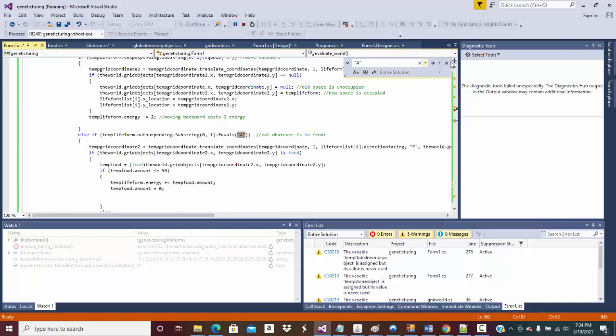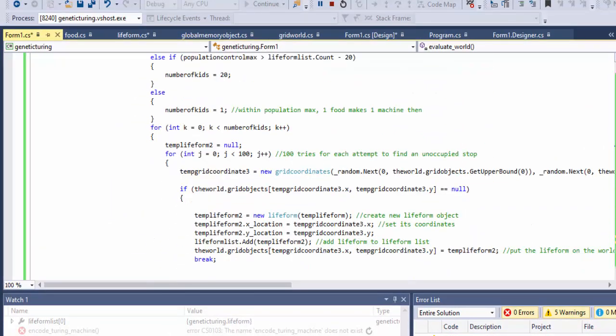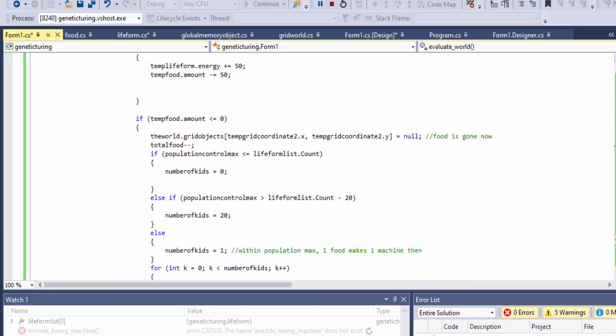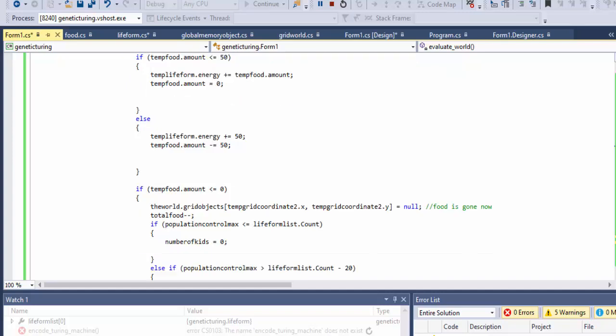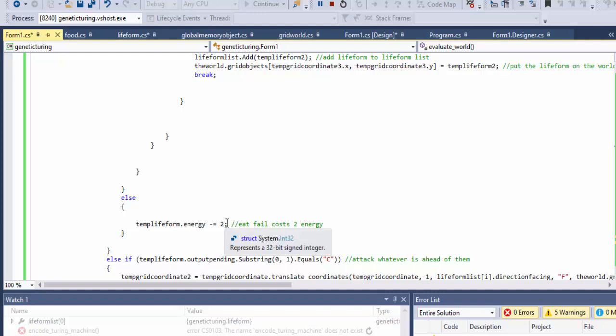All right, so here's the code where I'm processing every command, and certain commands take a certain amount of life. Like when they try to eat: if there's some food ahead of it, it takes 50 from the food and gives you 50, unless the food's almost gone, in which case it just takes whatever's left. But if you try to eat and there's no food in front of you, I'm going to count that as an action that takes 2 units of energy from you.